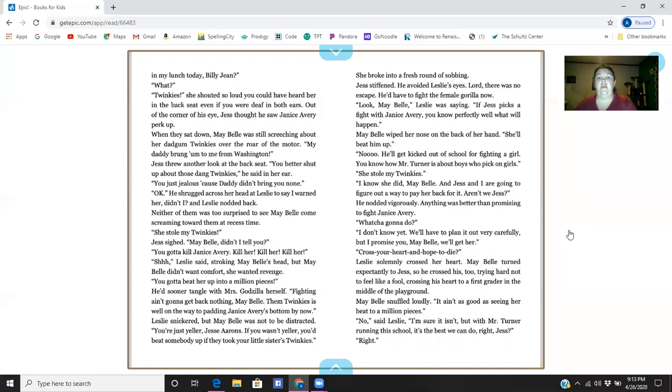Jess stiffened. He avoided Leslie's eyes. Lord, there was no escape. He'd have to fight the female gorilla now. "Look, Maybelle," Leslie was saying, "if Jess picks a fight with Janice Avery, you know perfectly well what will happen." Maybelle wiped her nose on the back of her hand. "She'll beat him up?" "No, he'll get kicked out of school for fighting a girl. You know how Mr. Turner is about boys who pick on girls."